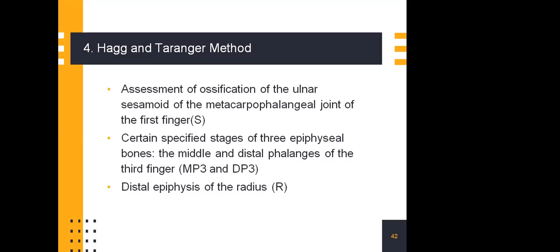Now moving on to the Hagg and Taranger method. In this method, there is the assessment of ossification of the ulnar sesamoid of the metacarpophalangeal joint of the first finger, along with certain specified stages of the 3 epiphyseal bones, the middle and distal phalanges of the third finger, and the distal epiphysis of the radius.